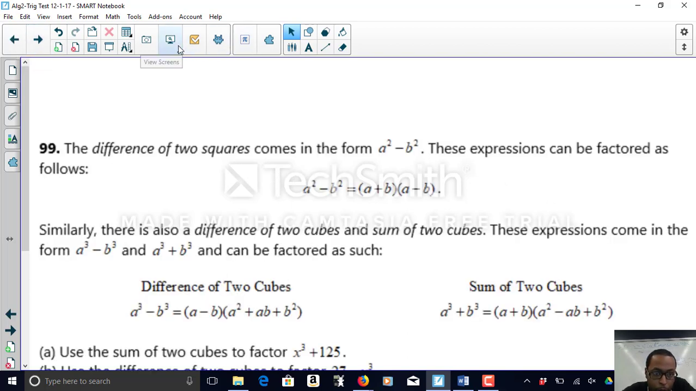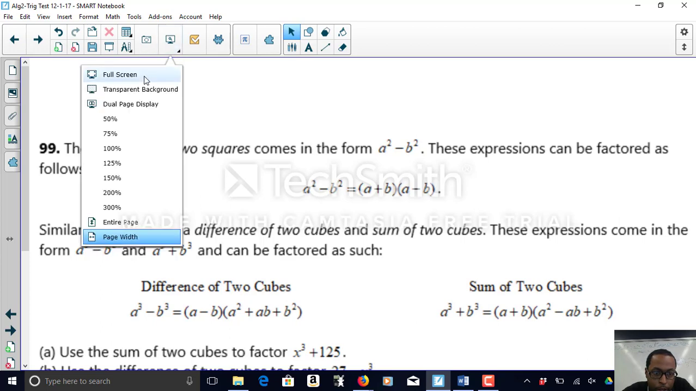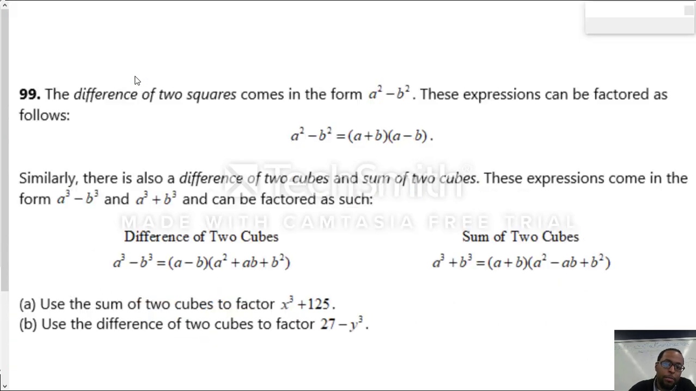Okay, so let's look at question 99. The difference of two squares comes in two forms. We have a squared minus b squared. This is kind of how it's expressed. When we've done the difference of two squares, we did a plus b and a minus b. But we're doing something a little bit different. We're doing the difference of two cubes, okay?